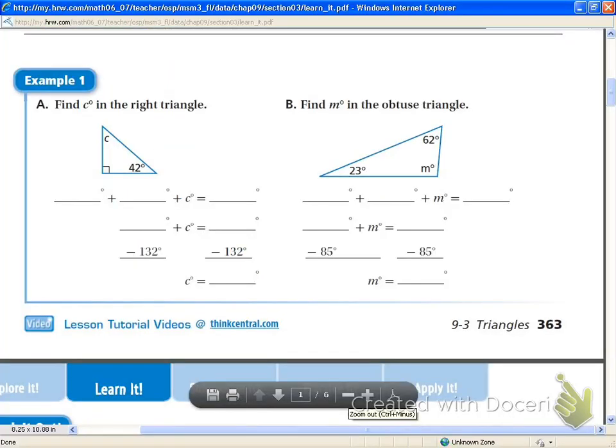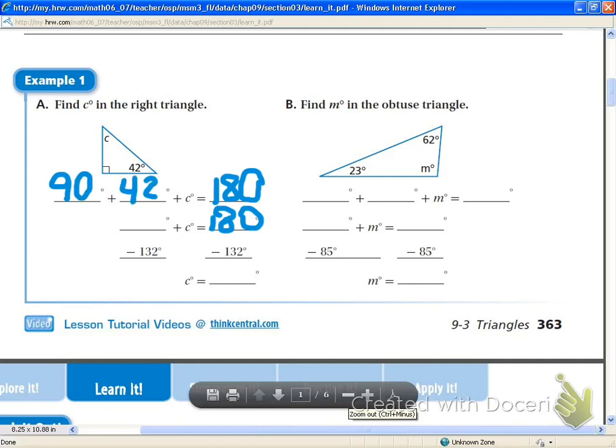Example 1, we're going to try and find angle C of the triangle. So I want Mohammed. Mohammed, how many degrees are in a triangle? 180. So I'm writing 180 on the line. Now, what are the other two angles that I already know? Rose? 42 and 90. 42 and 90, excellent. So those are going to go on the other two lines.